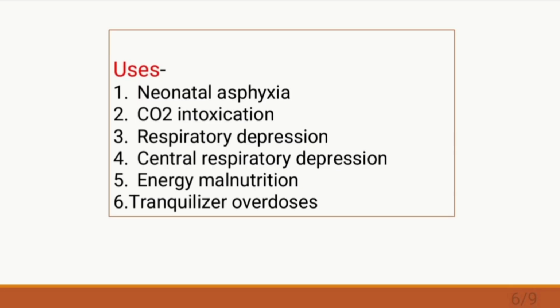Uses: it is used to treat neonatal asphyxia. Neonatal asphyxia is also known as birth asphyxia, and it occurs when the newborn's blood oxygen or tissue blood flow decreases before, during or after birth. Then CO2 intoxication, respiratory depression, central respiratory depression, energy malnutrition and tranquilizer overdoses.